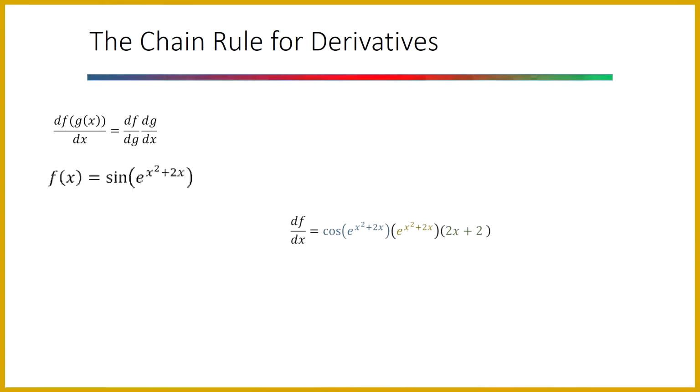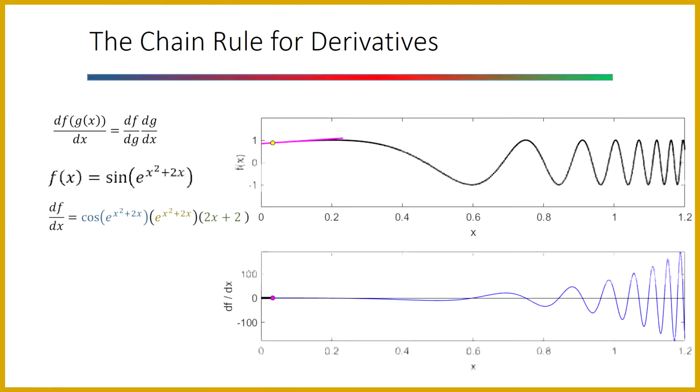Alright, let's clean things up a bit, and then let's actually graph this to see if it works. In the top graph, I have our function f of x, and the animation is showing you the slope of the tangent line like normal. On the bottom graph, the thin blue line shows the derivative that we calculated, cosine of e to the x squared plus 2x times e to the x squared plus 2x times 2x plus 2. And the line that you see moving across it with the pink dot is the derivative calculated using our geometric definition of the derivative, which is the slope of the line tangent to the function f of x. You'll notice as you watch this that the function we calculated directly using the chain rule perfectly matches the derivative determined using the slope of the tangent line.